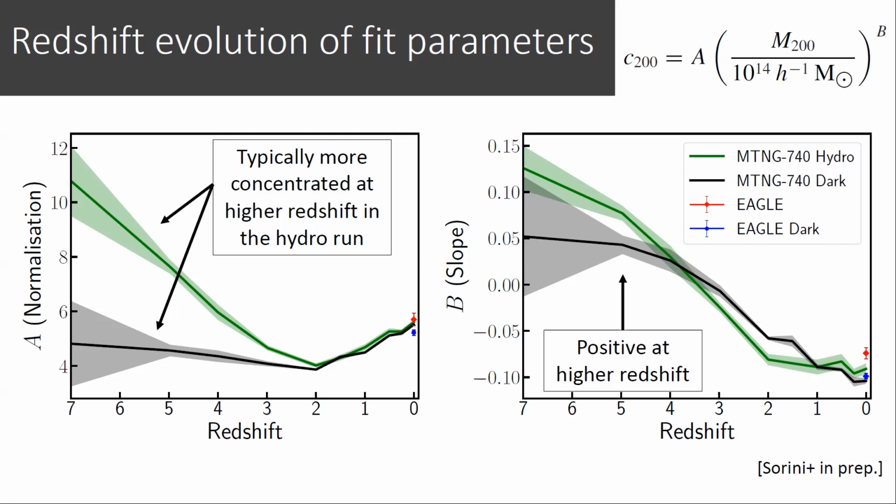And interestingly, when you go at a high enough redshift, the slope actually switches from being negative to positive, meaning that at high redshift, more massive halos are more concentrated, while the reverse is true at lower redshift, according to this simulation here. Now, it would be, of course, interesting to understand why that is the case. What is the physics that is driving these differences?